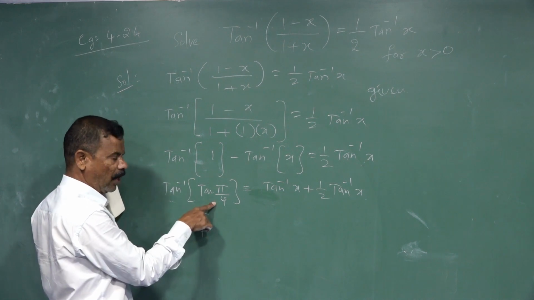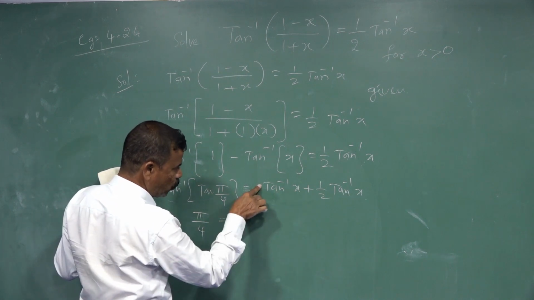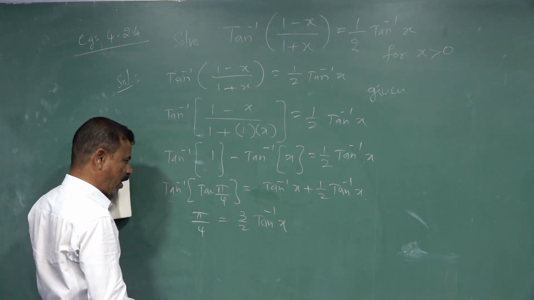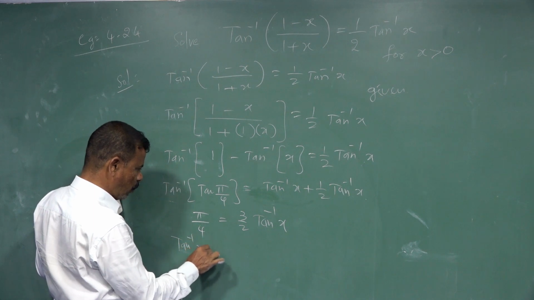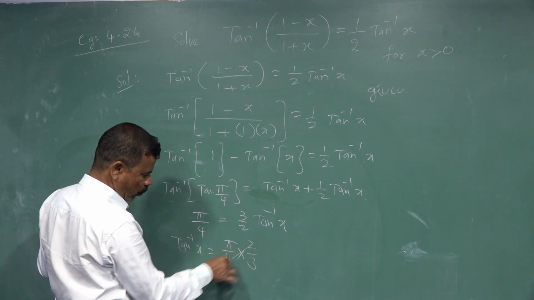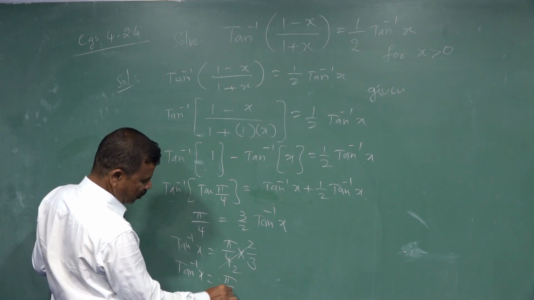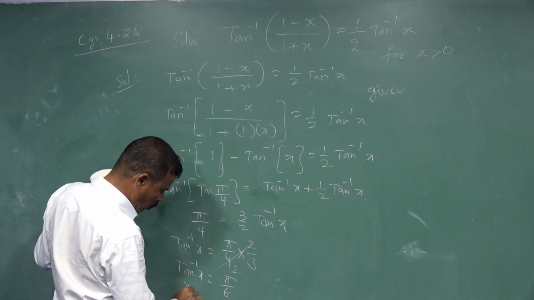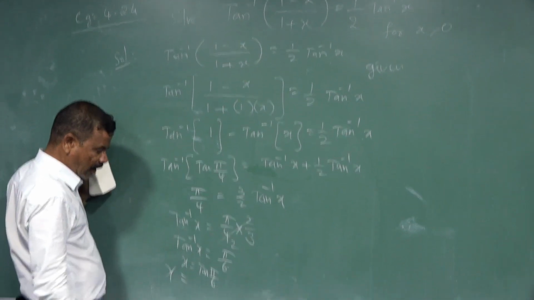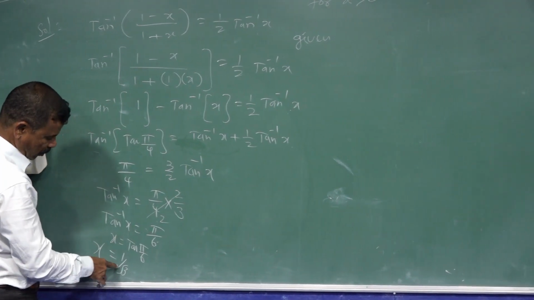In the domain, 5 by 4 belongs to minus 90 to plus 90. Next, this is 2 plus 1, 3 by 2 tan inverse x. Next, tan inverse x is equal to 5 by 4 into 2 by 3. This value is sent to this side. So 2 twice. So tan inverse x is equal to 5 by 6. So x is equal to tan of 5 by 6. Tan 5 by 6 value, tan 30 is 1 by root 3. X is greater than 0.